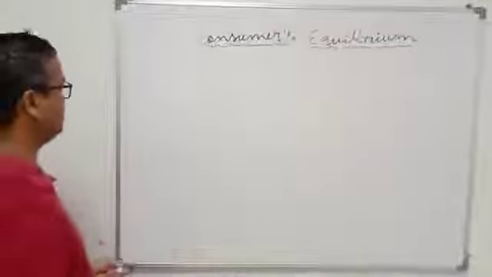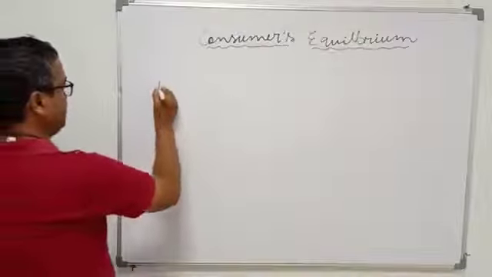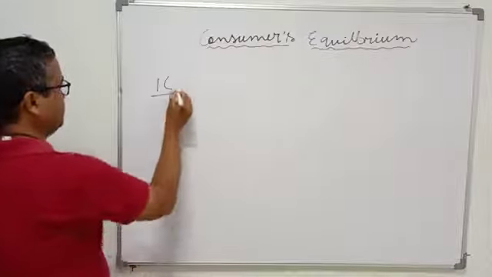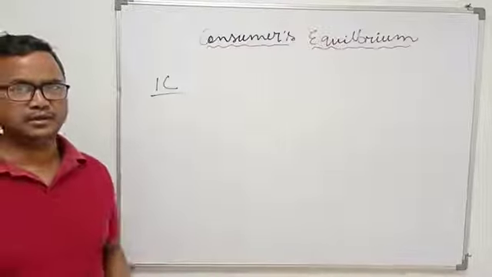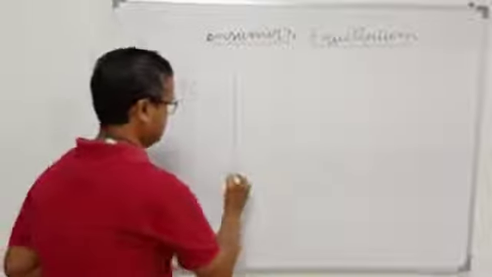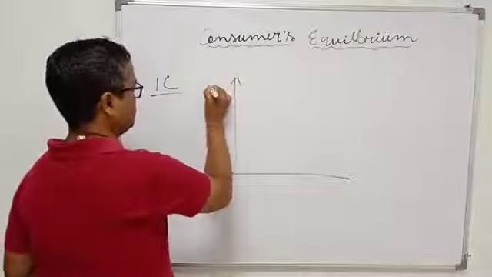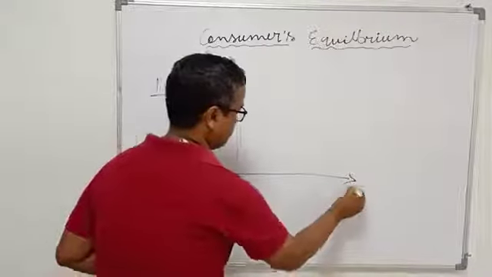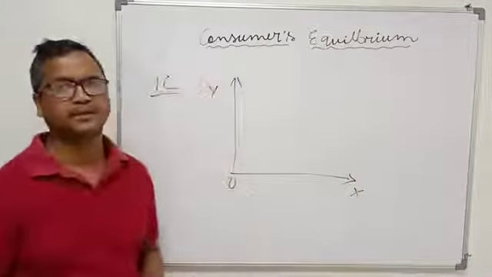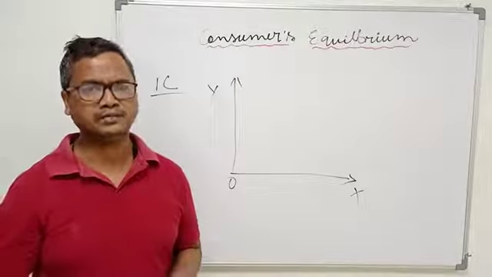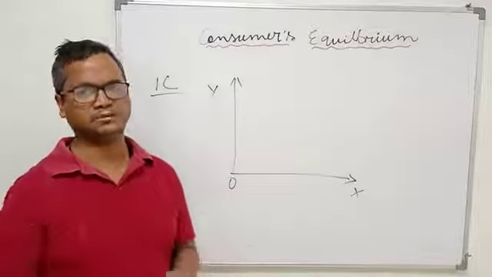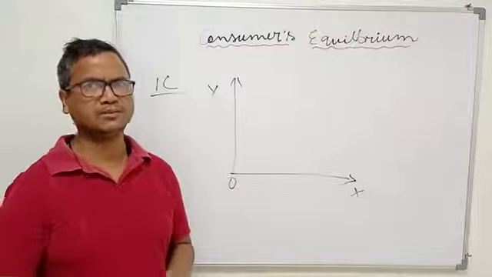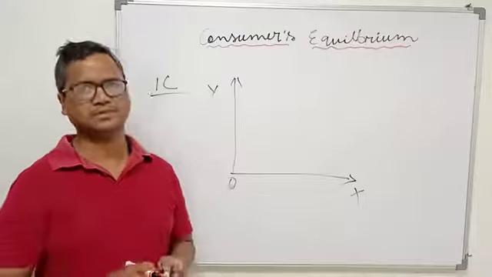So let's start. Indifference curve. What is an indifference curve? Let us draw a diagram where on the y-axis we measure Y good and on the x-axis we measure X good. An indifference curve is a combination of two goods that will give you the same level of satisfaction.